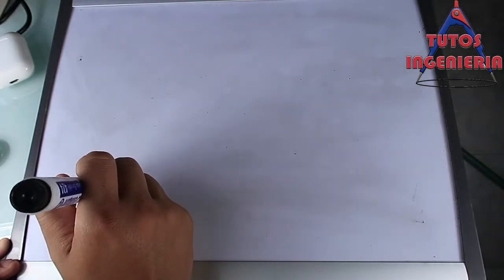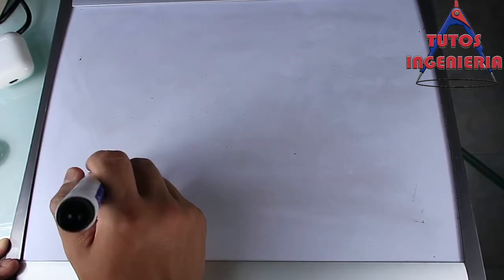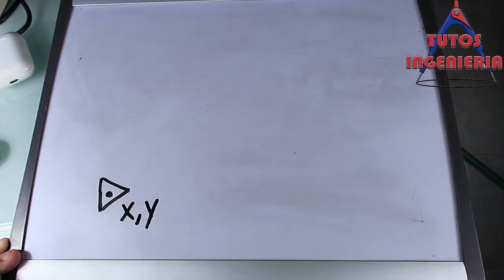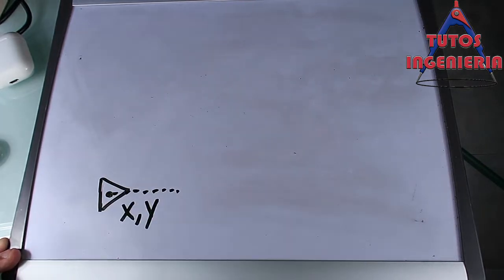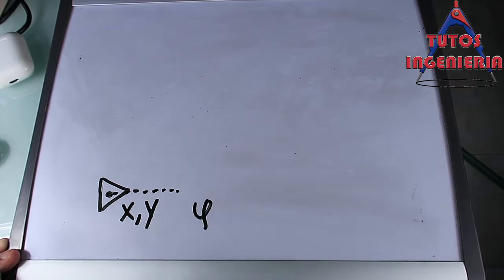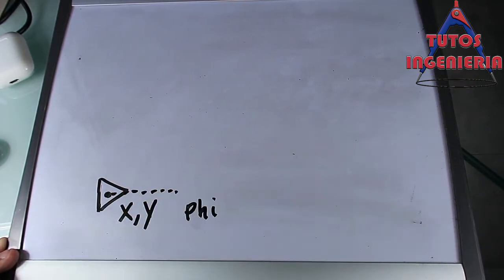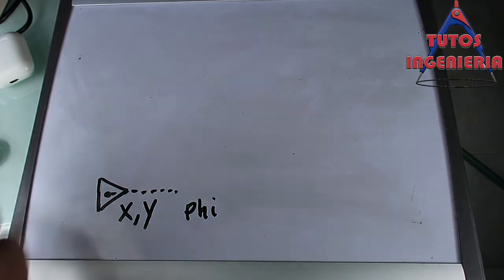Okay, firstly, we'll begin with the car. The car is placed in an XY position. This is the place or the position of the car. And you know that this car has a direction. This direction is measured by an angle. That angle is phi. This is the orientation of our car.